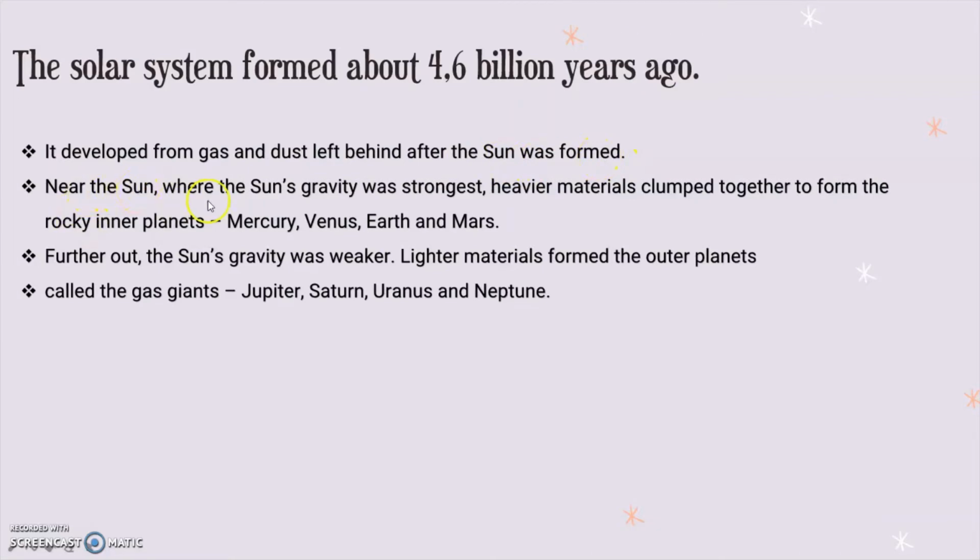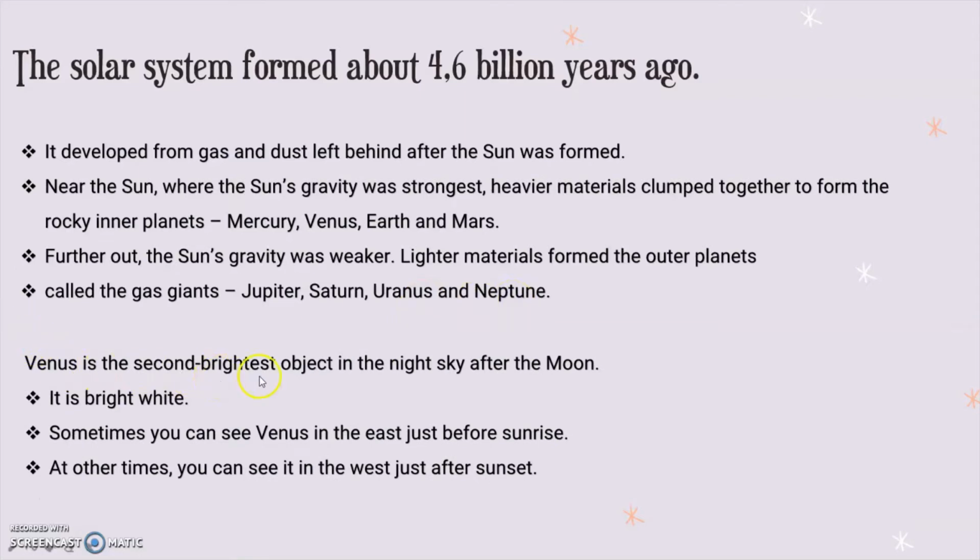Near the Sun, where the Sun's gravity was strongest, heavier materials clumped together to form the rocky inner planets: Mercury, Venus, Earth, and Mars. Further out, the Sun's gravity was weaker. Lighter materials formed the outer planets called the gas giants: Jupiter, Saturn, Uranus, and Neptune.